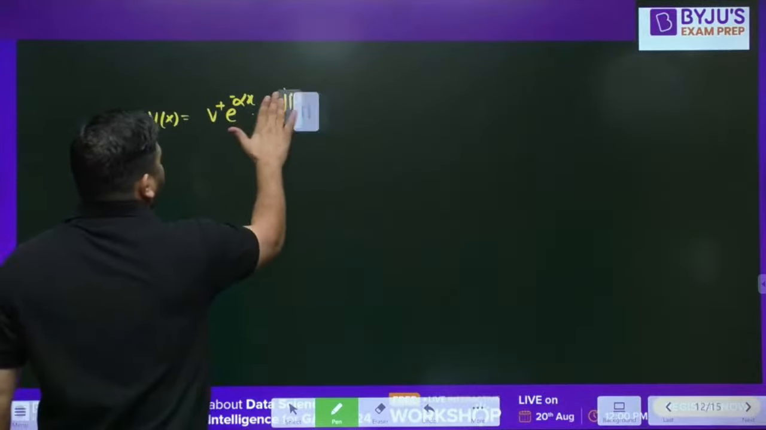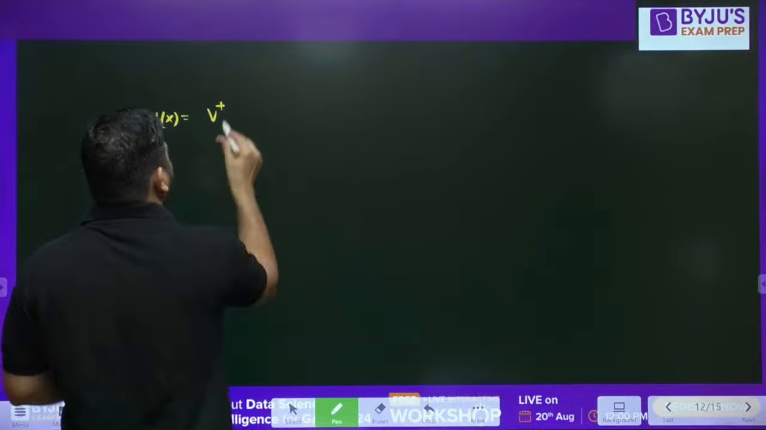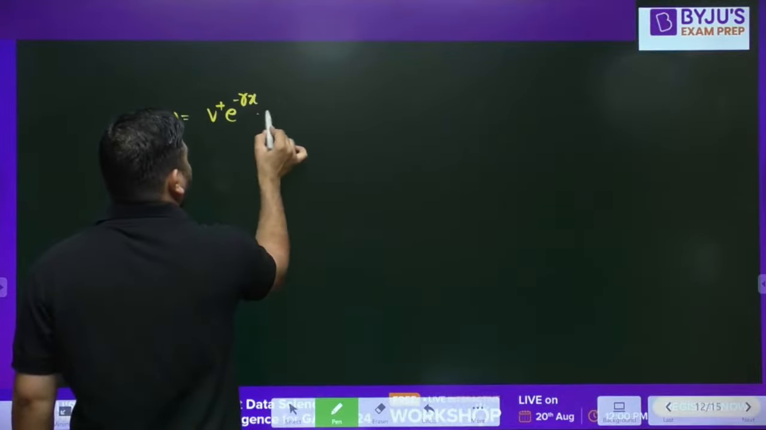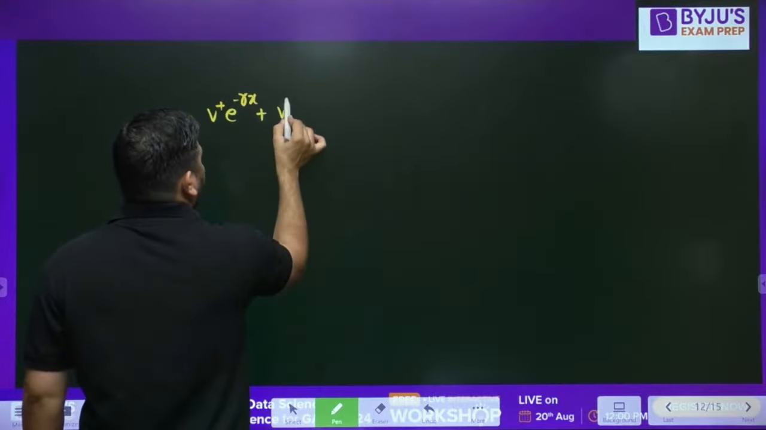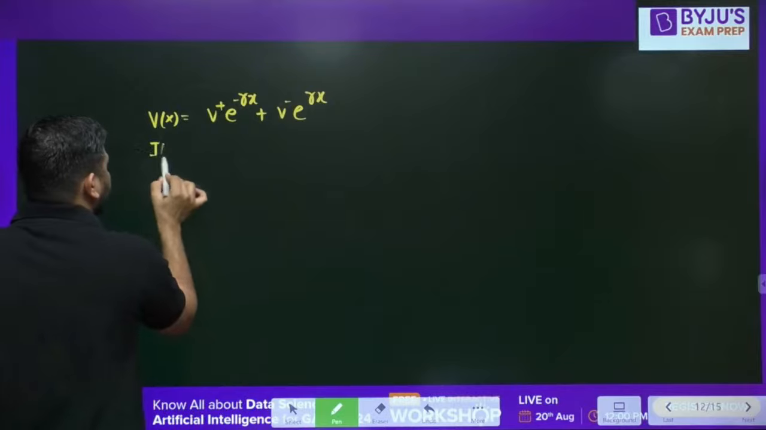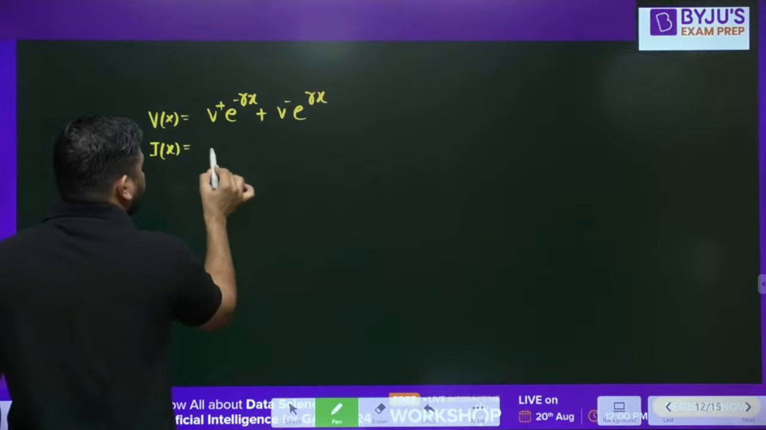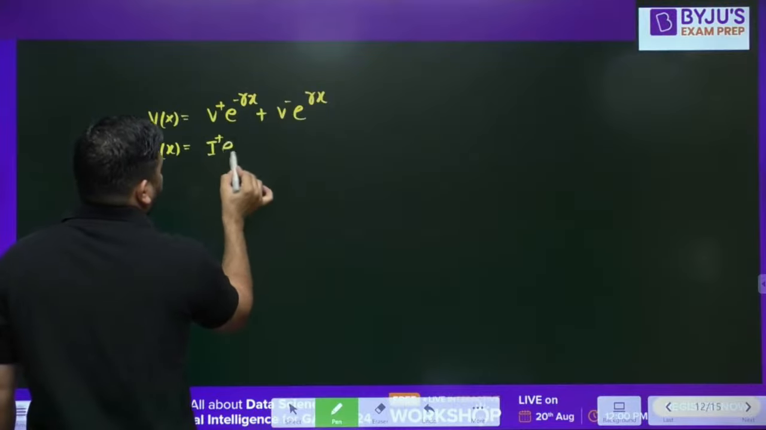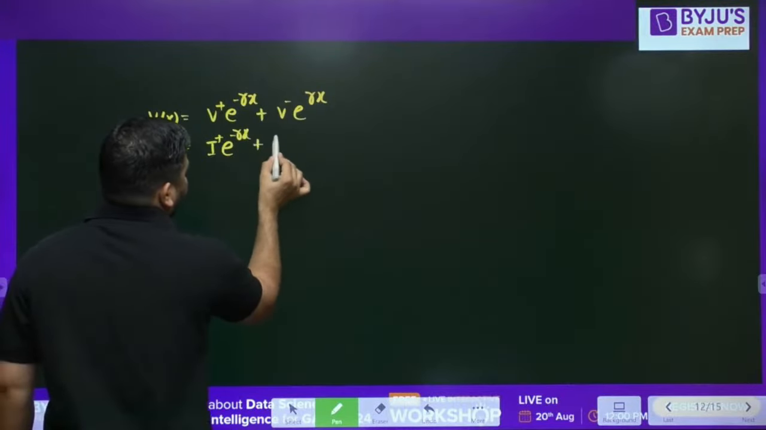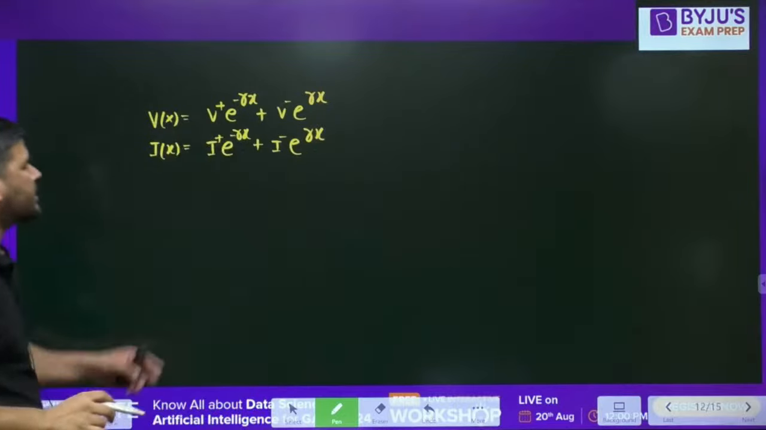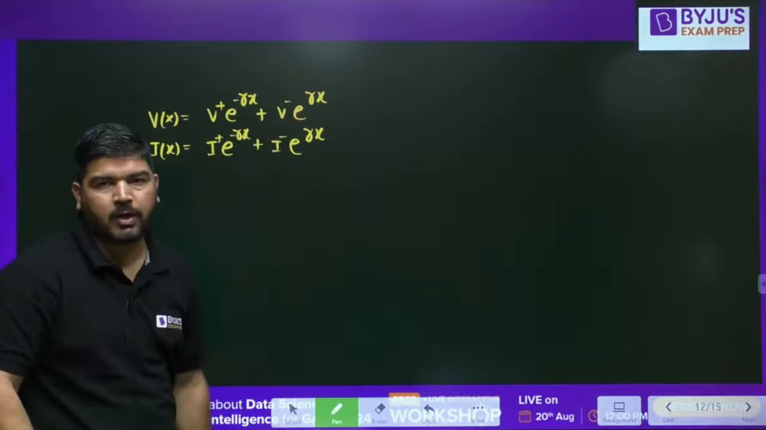For the time being, let's not separate them. Let's write directly: V plus e to the power minus gamma x plus V minus e to the power gamma x. And what is Ix? Ix is I plus e to the power minus gamma x plus I minus e to the power gamma x. This is the expression for current, and that is the expression for voltage.